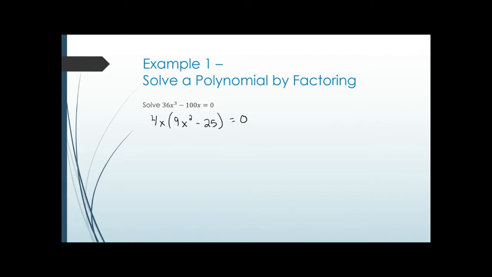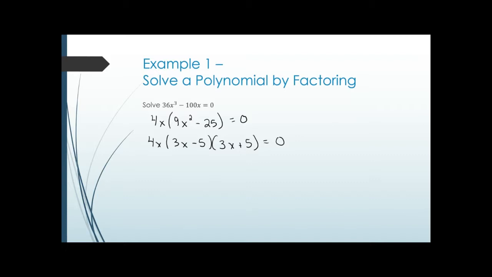So first step was factoring out the greatest common factor, and now we're left with a quadratic. And now we know what to do when we have this quadratic. You factor, or you can use the quadratic formula to solve each of these. In this particular case, this actually factors. This is a difference of two squares. This factors to 3x minus 5 times 3x plus 5.